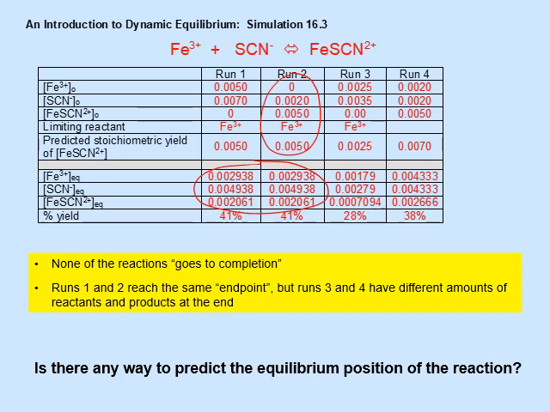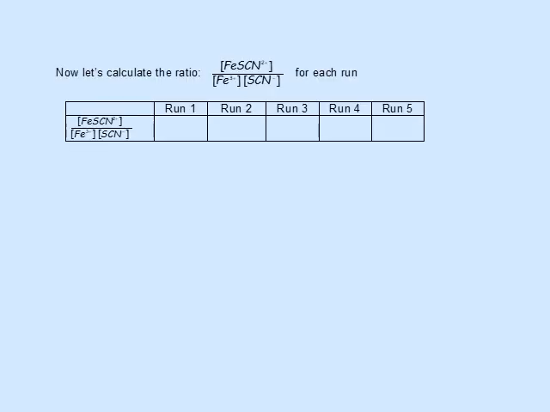Is there any way for us to predict the equilibrium position of the reaction? Let's try calculating the ratio of concentration of the product, FeSCN2+, divided by the concentration of the Fe3+ and the concentration of the thiocyanate ion for each of the runs in the simulation. Interestingly, we see that despite the fact that the runs reach different equilibrium concentrations, this ratio is a constant for all the runs. This is a general result.